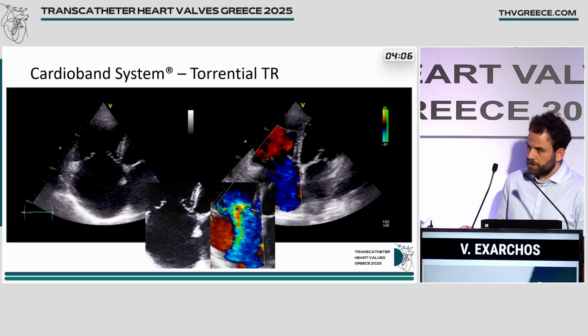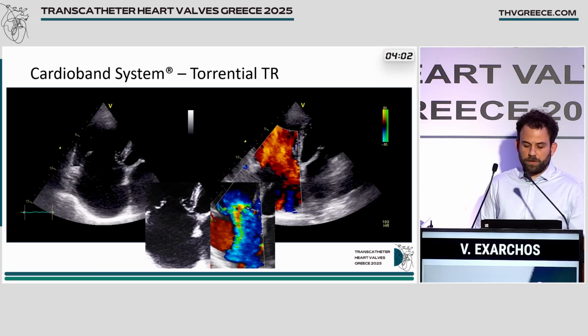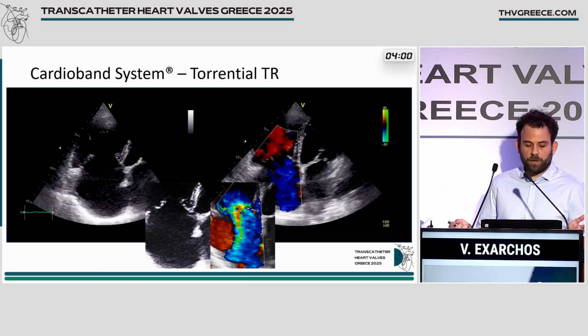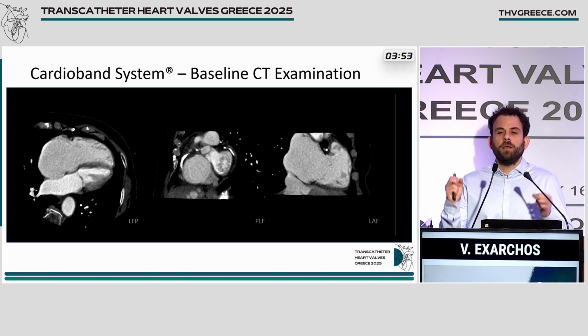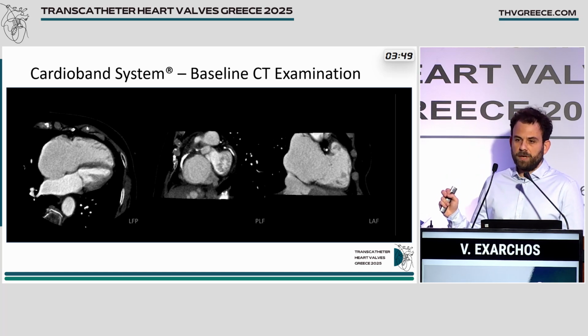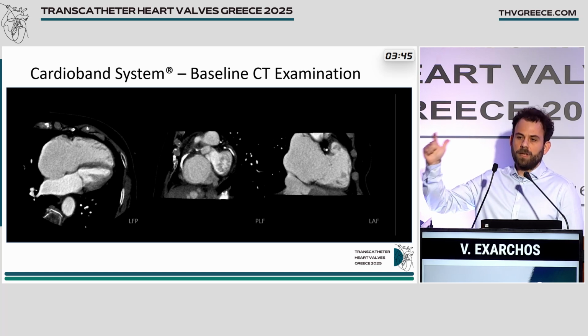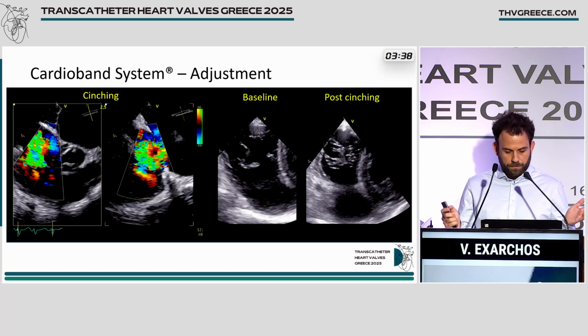Here we have another patient. Here is the typical patient with a big gap, with a flail tricuspid regurgitation. Here again, tricuspid regurgitation with overlapping features, and we decided again for a Cardioband. Before every Cardioband procedure, we need a good CT examination for 3 main reasons. First of all, annular dimensions, RCA proximity, and IVC position. Extremely important for the whole procedure.